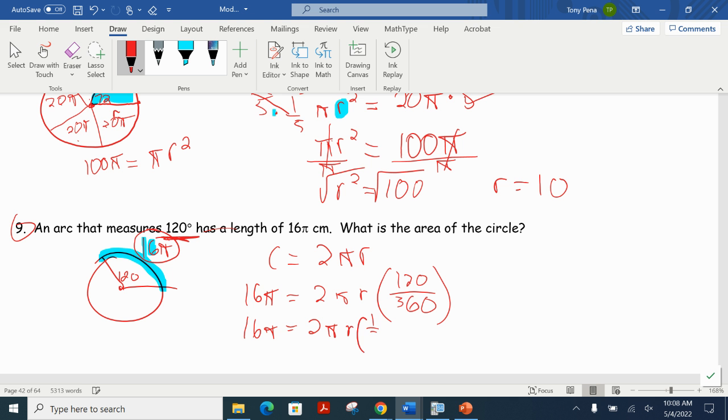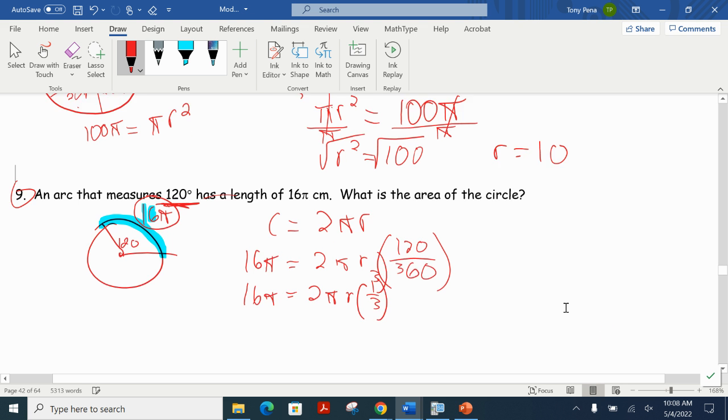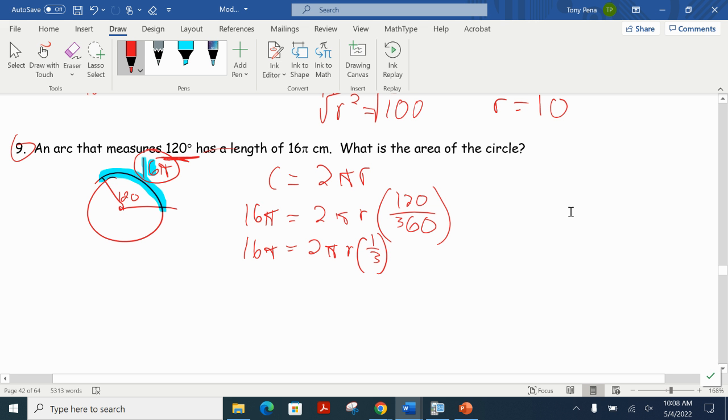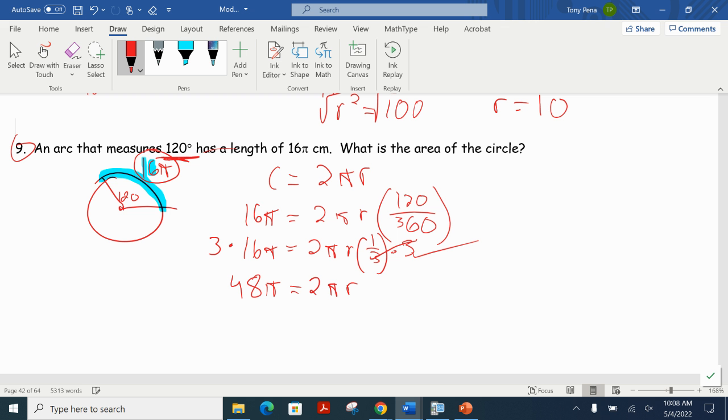We're rushing a little bit here. We would want to reduce this fraction. I would reduce it on the calculator if you're not good at reducing a fraction. That is 1/3. Again, there are some different routes you could take here. I'll do the algebra way. Multiply by 3 to get rid of that 1/3. Multiply the other side by 3 so that we get 48 pi. And then to get rid of 2 pi, you would divide. The pi's would cancel. The 2's are going to cancel. On the other side, the pi's cancel. And our radius ends up being 24.